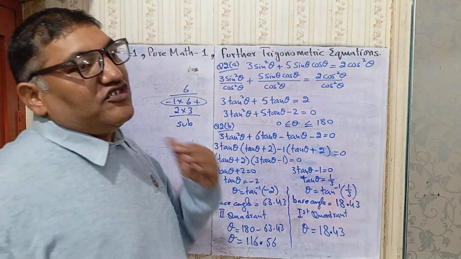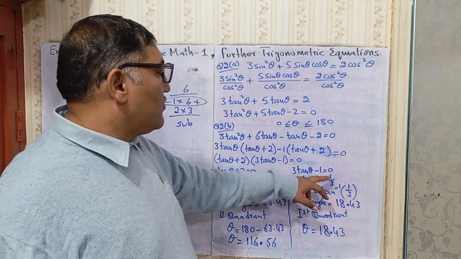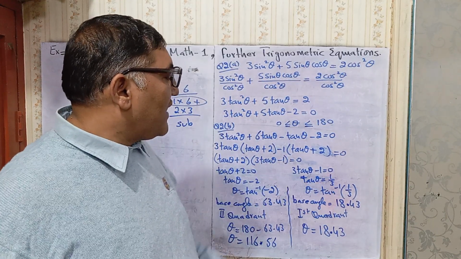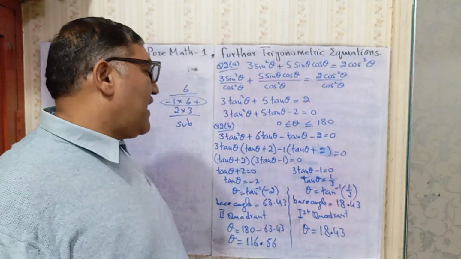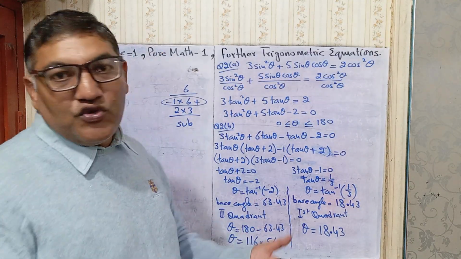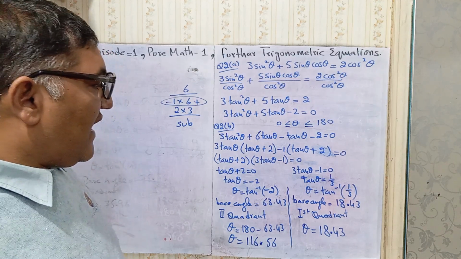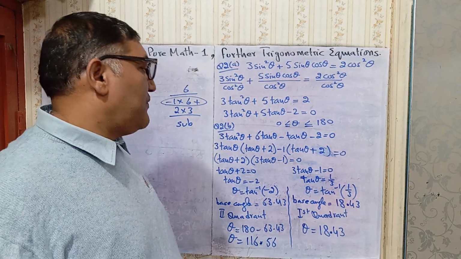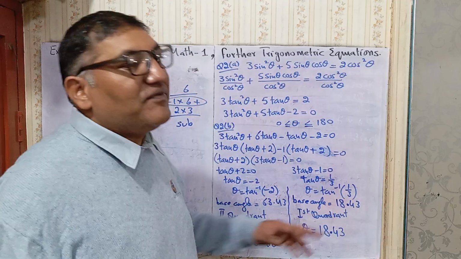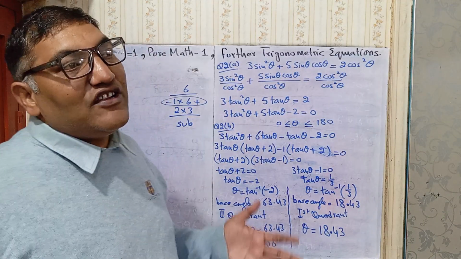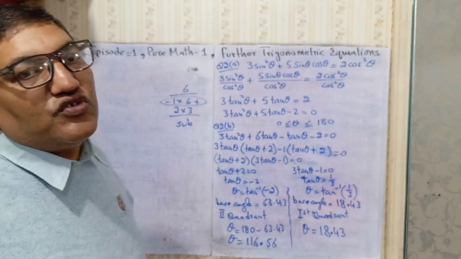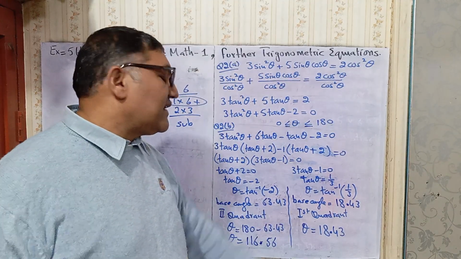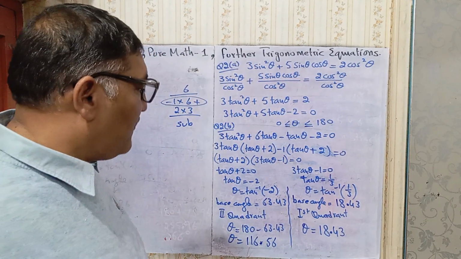The other bracket was 3 tan theta minus 1 equals to 0. Tan theta will be equals to 1 by 3. Theta will be equals to tan inverse of 1 by 3. And your base angle will come out. You can do this on your calculator. And that will be 18.43. Because this is positive, from 0 to 180, the tan is positive in the first quadrant. In the first quadrant, the theta is equals to the base angle. So that's why the theta value will be 18.43.